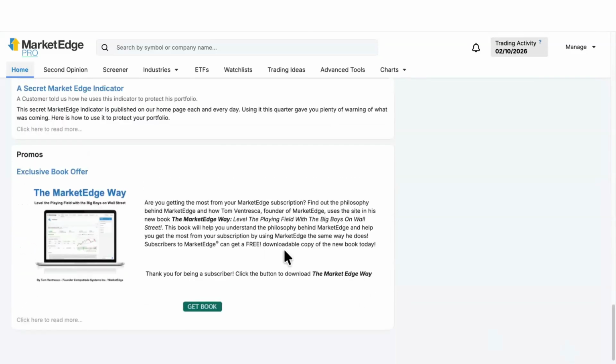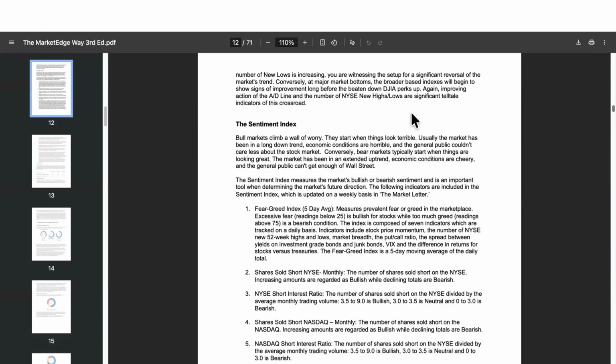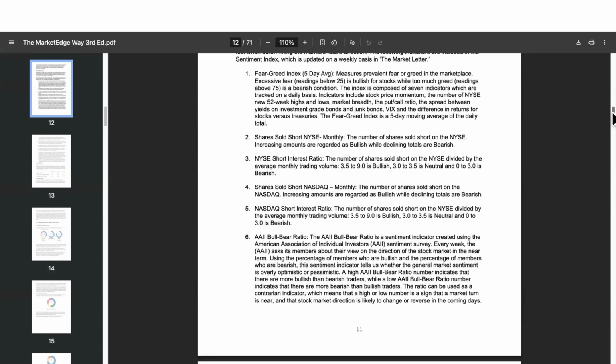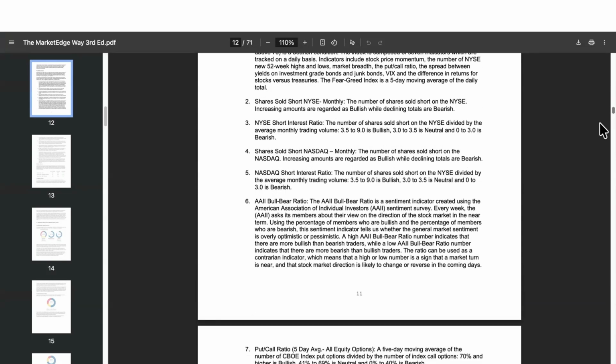And that's where we have a free book that's available to everybody. It's called The Market Edge Way, and in this book we explain just about everything that's on the Market Edge site. But what's listed here are the individual sentiment indicators. For example, number 5, short interest ratio on the NASDAQ. It'll tell you which range is bullish, which range is neutral, and which range is bearish.